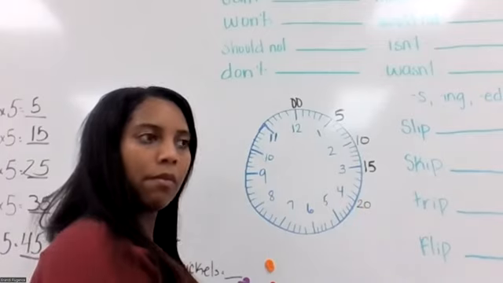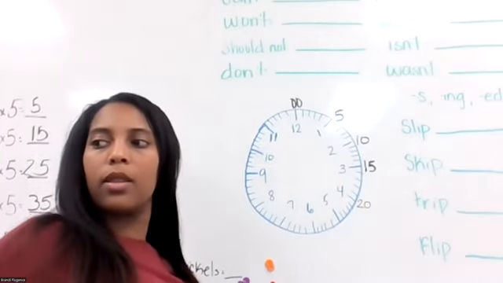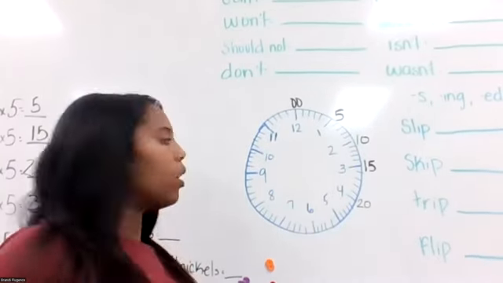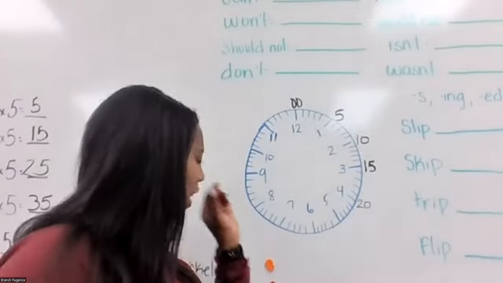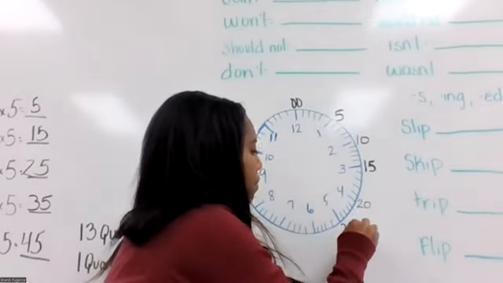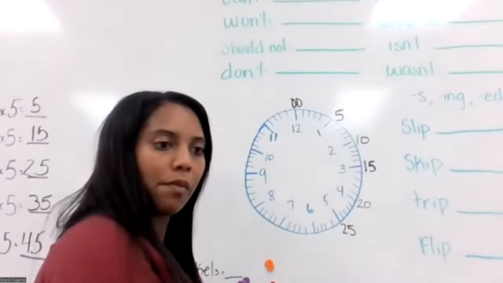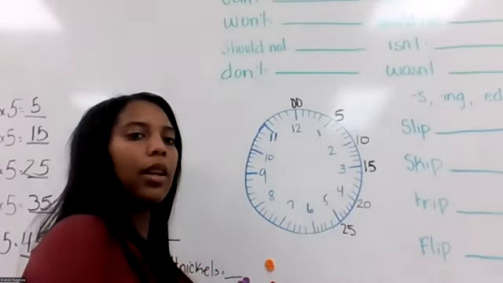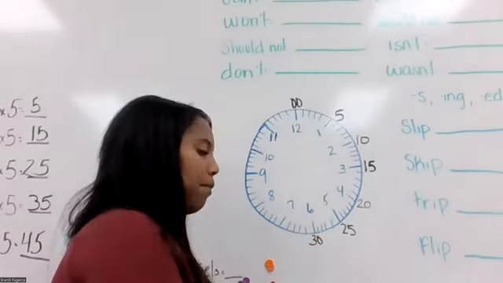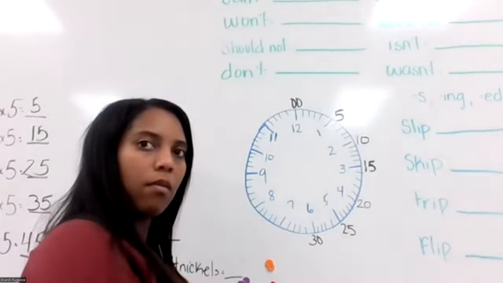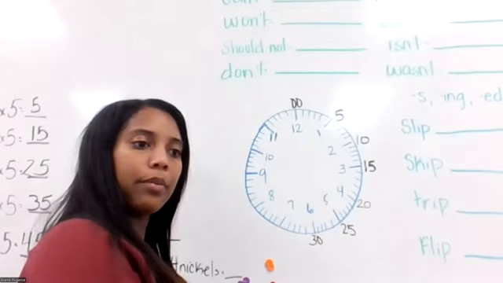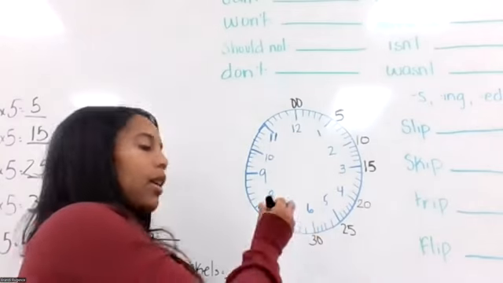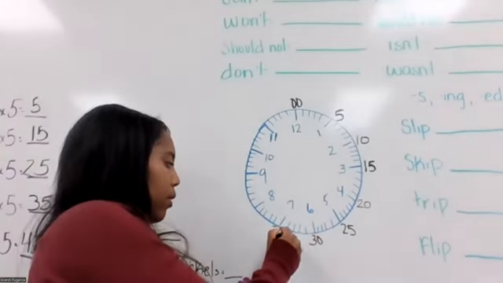Whenever we say 5 on the clock, we're actually saying 25. 6, when we say 6 on the clock, we're actually saying 30. 7, when we say 7 on the clock, we're actually saying 35.